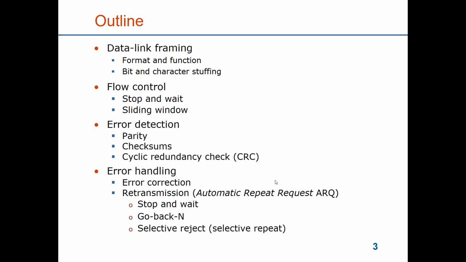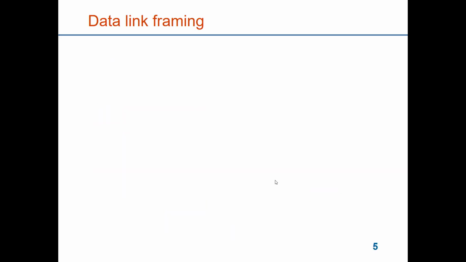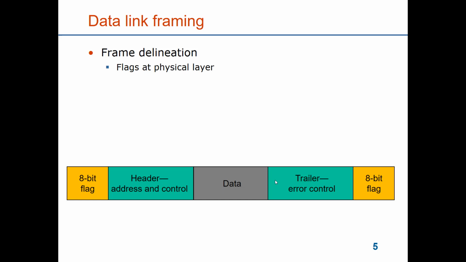So first, the data link framing. We assume that the frame has been properly delineated at the physical layer. For a synchronous link, there is a certain bit pattern reserved for indicating beginning and end of message. This bit pattern is also sent when the link is idle to make sure that the sender and the receiver are synchronized with respect to their clocks.